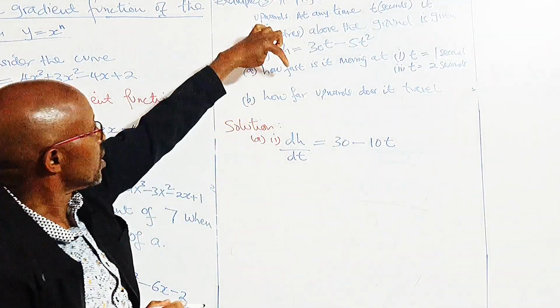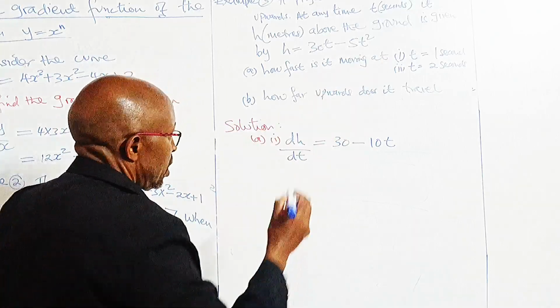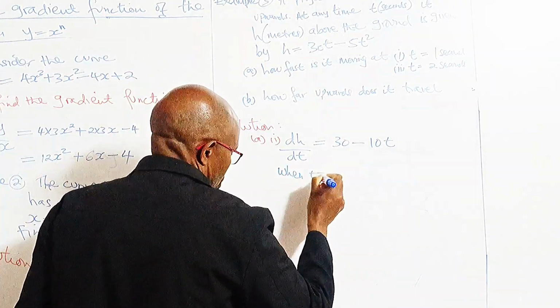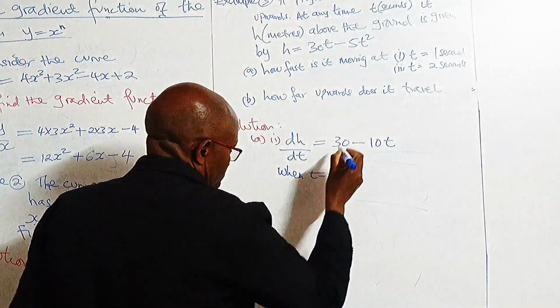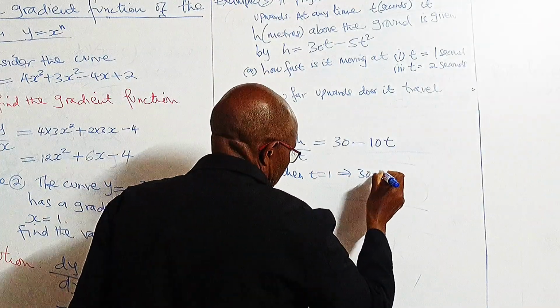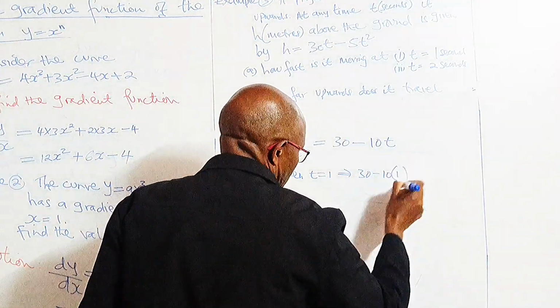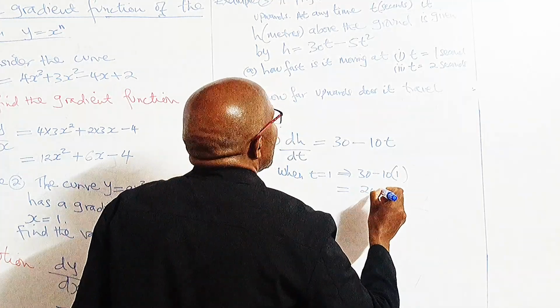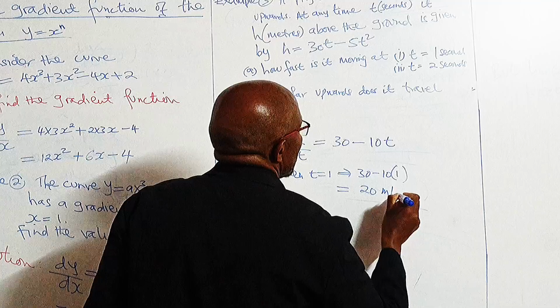We are asked the speed when t is equal to 1 second. So when t is equal to 1 second, we'll have 30 minus 10, we substitute t as 1. So this gives us 20 meters per second.